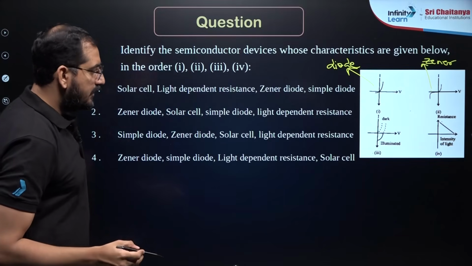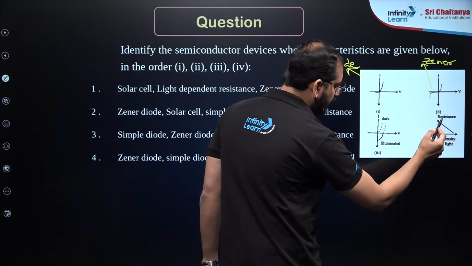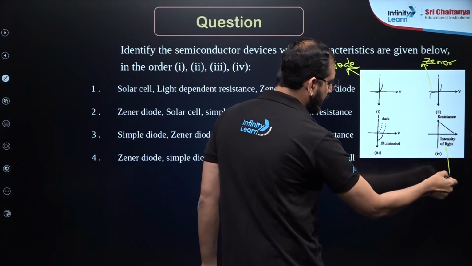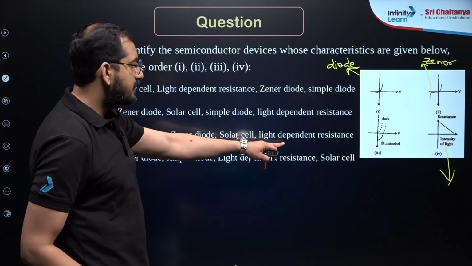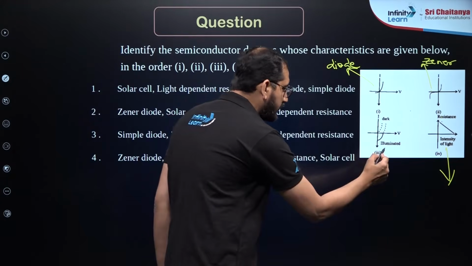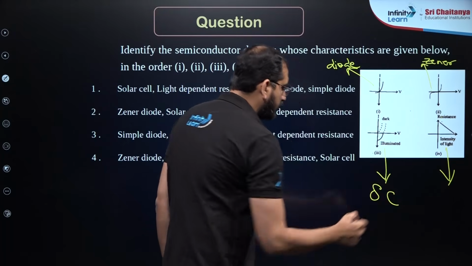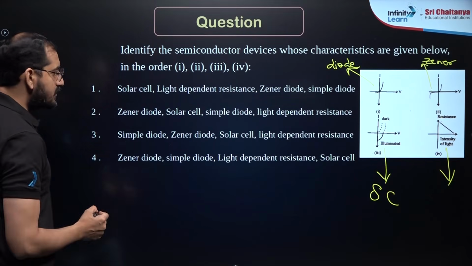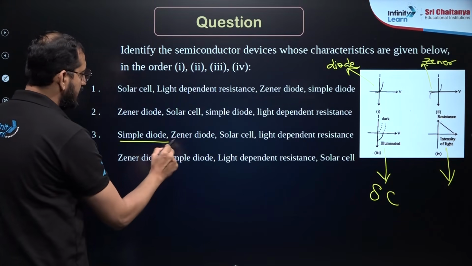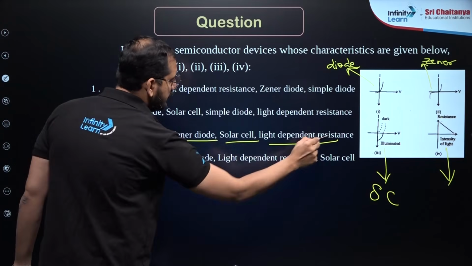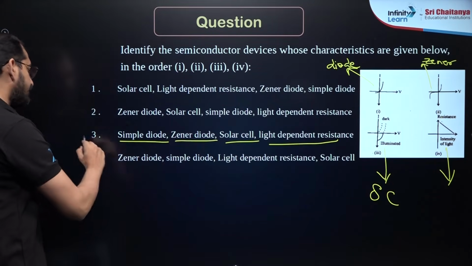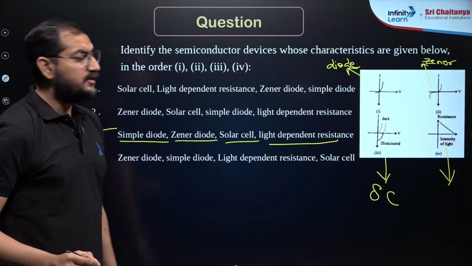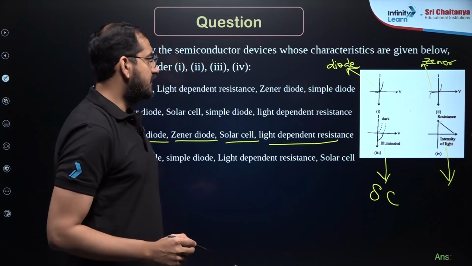This drawing here says that a resistance and intensity connection is there. So it must be some light dependent resistance, and this is for the solar cell. The first one is a simple diode, then the Zener diode, the solar cell, and the fourth one, the last one, is your light dependent resistance. So we can say the third option is our correct answer, right? Let's go ahead.